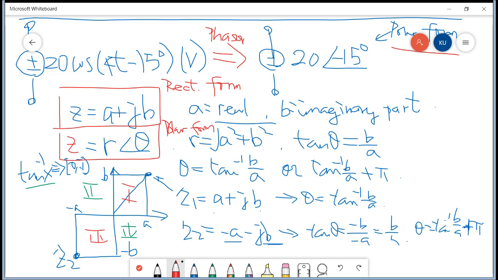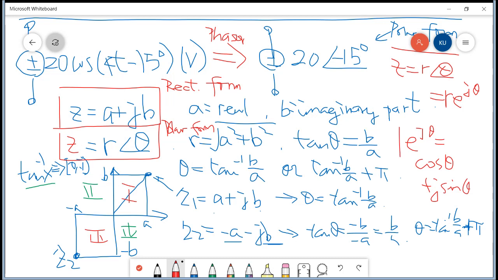Or sometimes z equals r angle theta can be written as r exponential to j theta, and actually e to the j theta equals cosine theta plus j sine theta, which is known as Euler's formula. So actually, this one and that one are the same. It has r and theta.